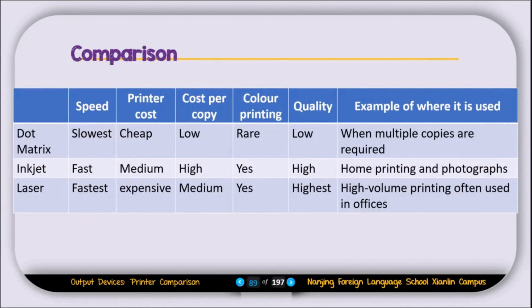Now let's compare those 3 printers: dot matrix printer, inkjet printer, and laser printer. Here are the criteria: the speed, printer cost, cost per copy, color printing, quality, and example where it is used. The first type of printer is the dot matrix printer.